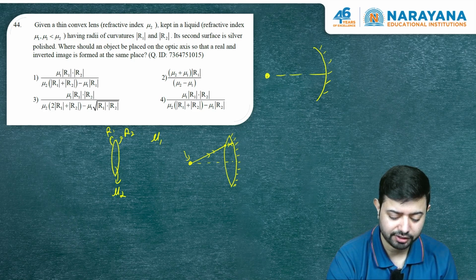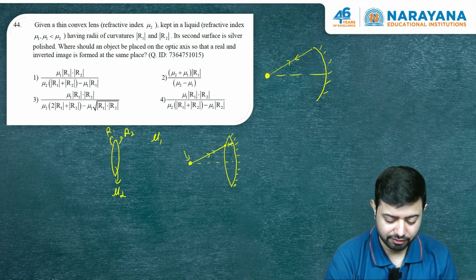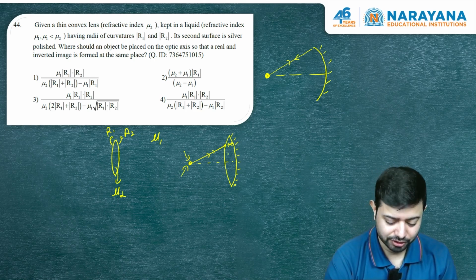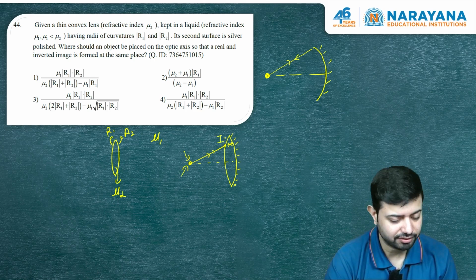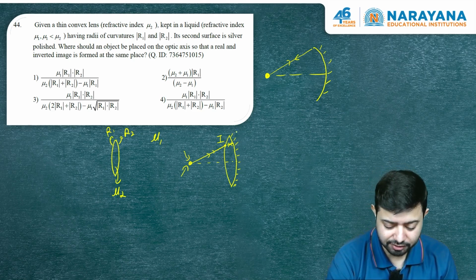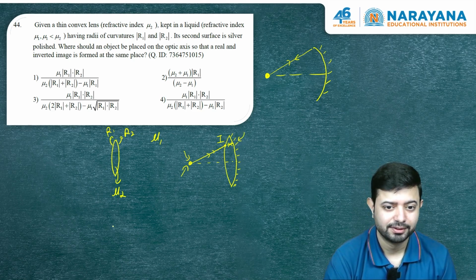It should be at the center of curvature, because if the ray goes like this, it will come back like this, right. So, when it retraces its path, the image will be again over here, correct. So, what you have to do, the first refraction will take place here, but after refraction, where should the image be? It should be at the center of curvature of this concave mirror, right.